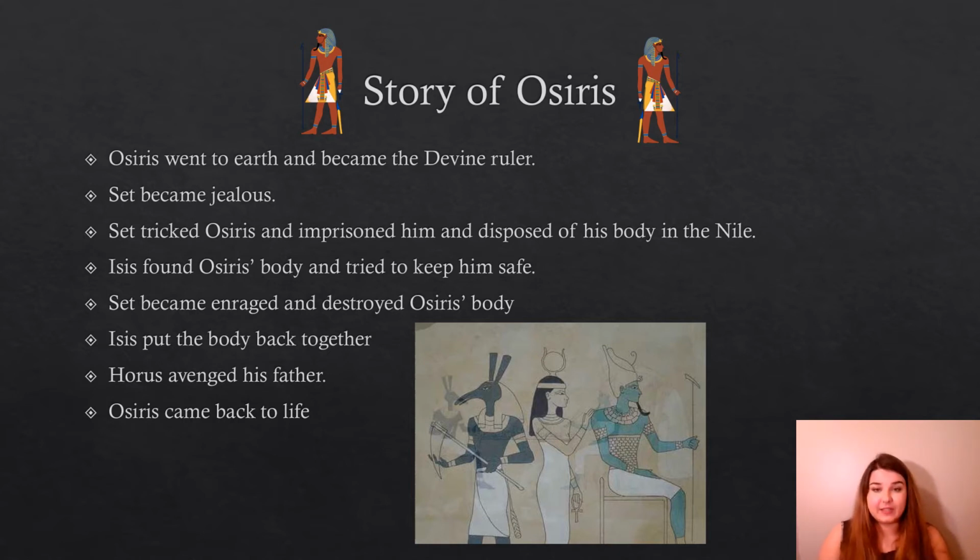Isis was devastated because her husband was gone, so she went looking for him. She eventually found him and pulled him out of the water. Now Seth heard of this and rushed to her side. He was furious. So he used all of his anger and his abilities and tore apart Osiris's body. It's believed that he was torn up into about 14 pieces and spread them across the world.